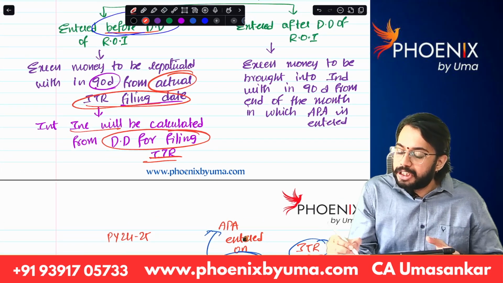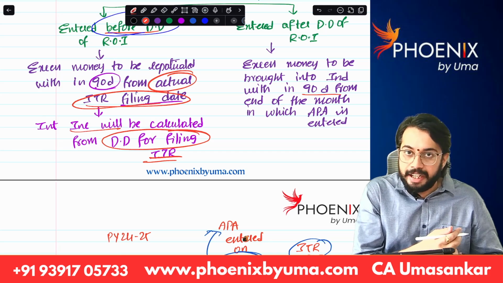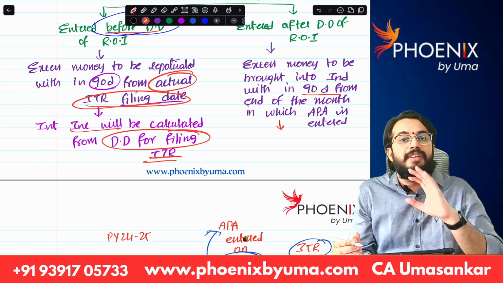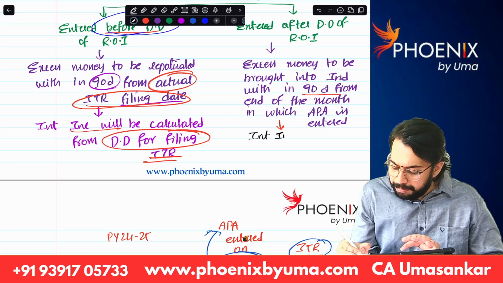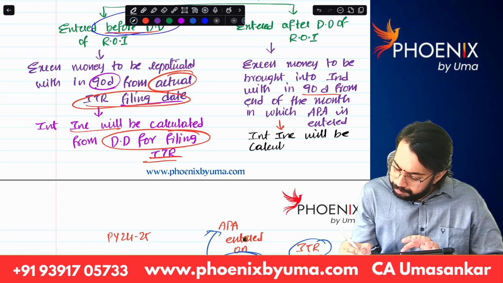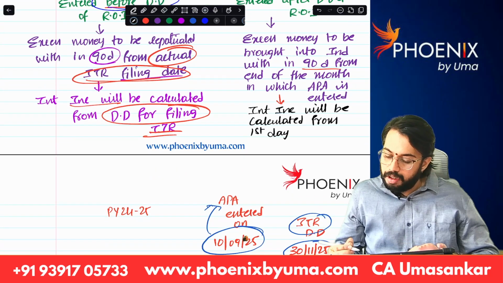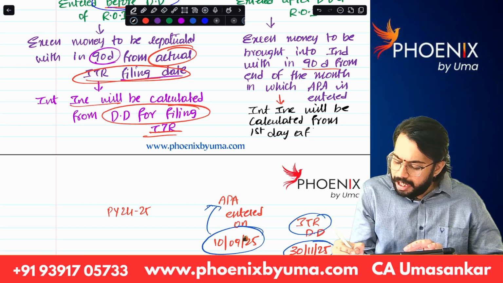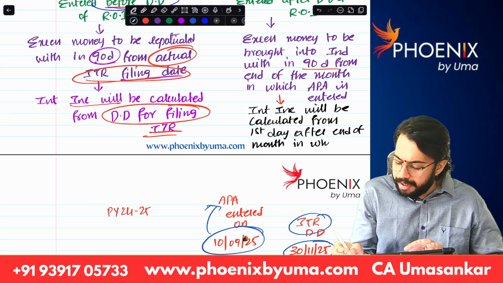Here, excess money is to be brought to India within 90 days from the end of the month in which the APA is entered. If you do not bring excess money within 90 days, then interest income will be calculated from the first day after the end of the month in which the APA is entered.